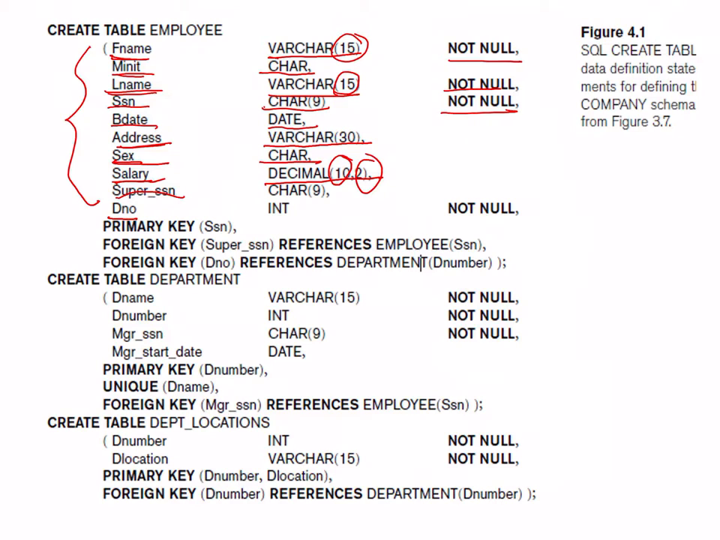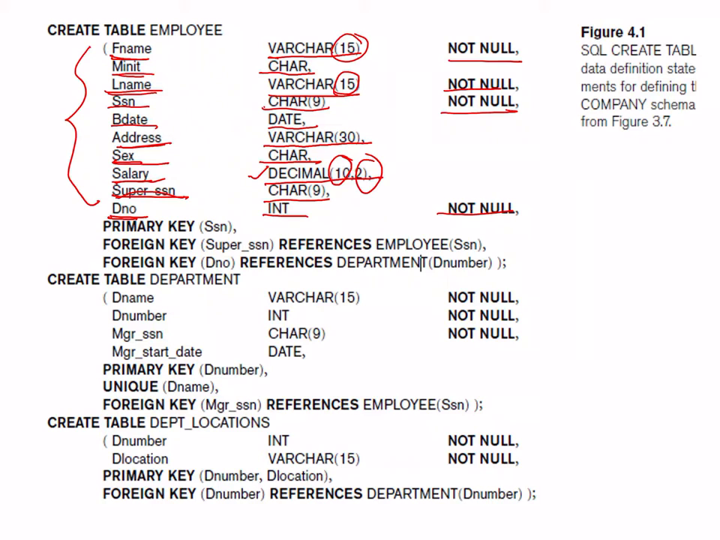So that's another data type that we have been introduced to, other than char, varchar, and date that we had already been introduced to. Supervisor's SSN is char 9. Then department number is integer and again not null.